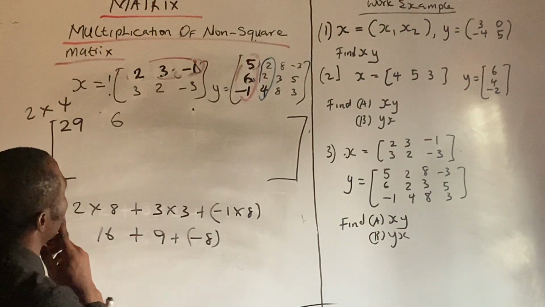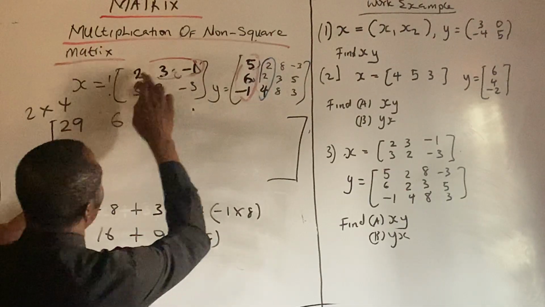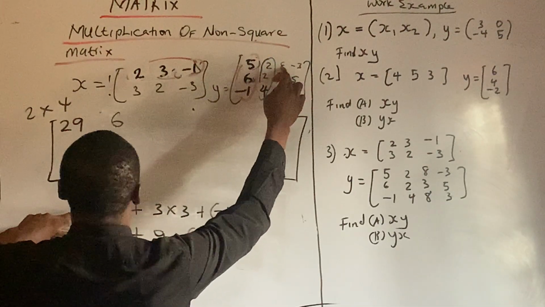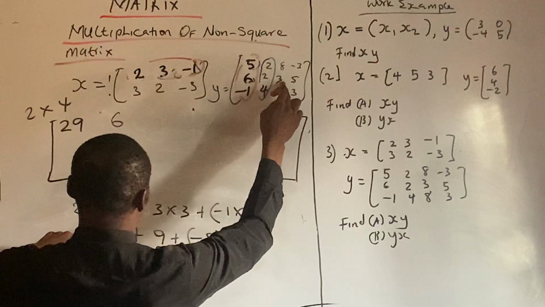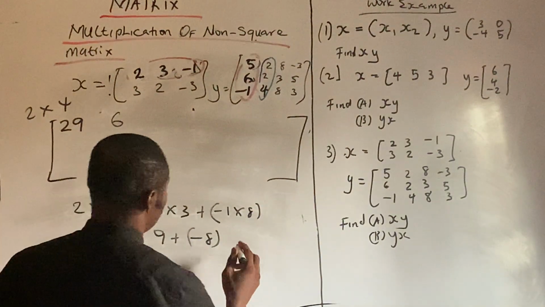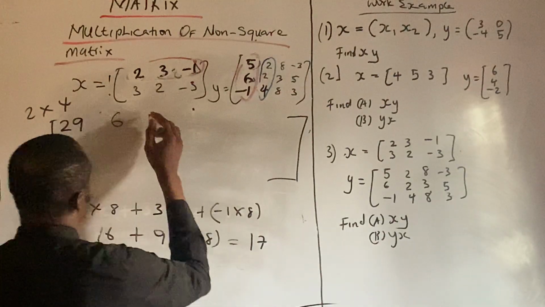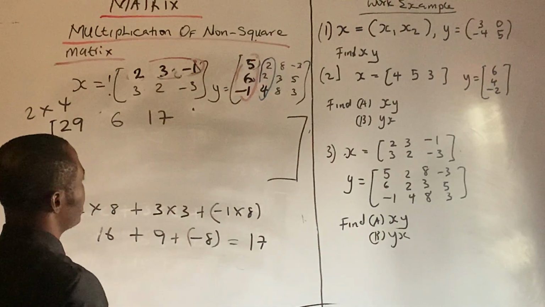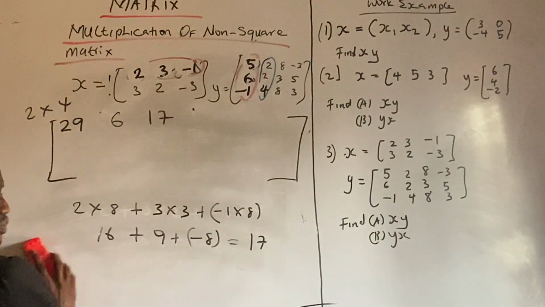But let me confirm it again. All right, this is 2 times 8, okay, 3 times 3, okay, minus 1 times 8, okay, that'll give me 17. So I have 17. So this one is 17. All right, let's do the next one.